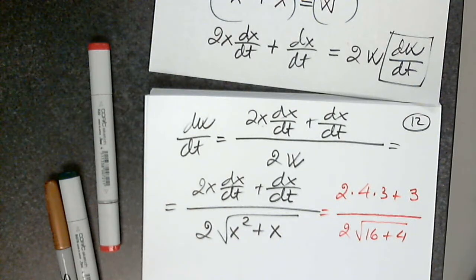So parentheses for the top. So 2 times 4 times 3 plus 3, close, divide by. Don't forget parentheses, or you divide by 2 and then you further divide one more time by the square root of 20.